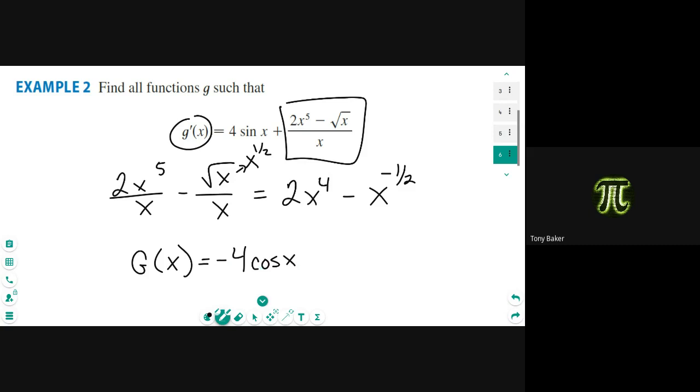Yes, the constant does not change. Same thing when we were looking at it in terms of taking the derivative. The constant didn't change. So if I was doing the derivative of that, it would have been positive 4 cosine x. All right, what's the derivative of 2x to the 4th?